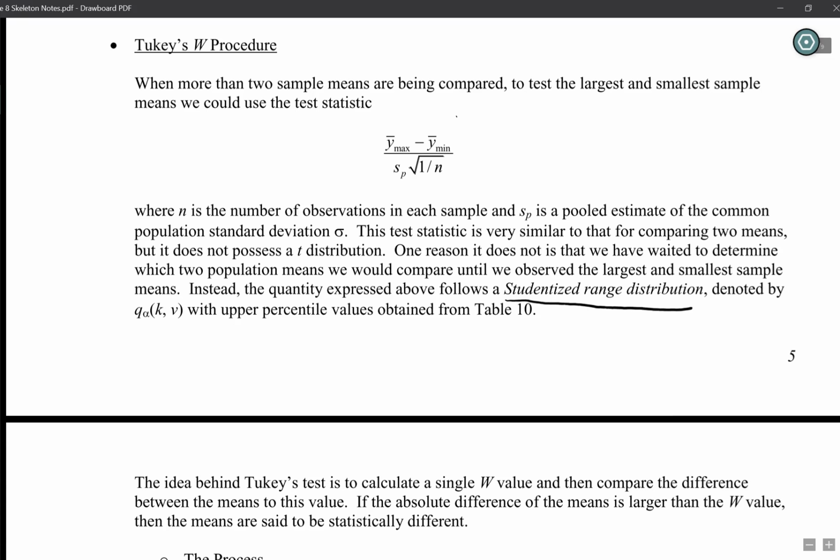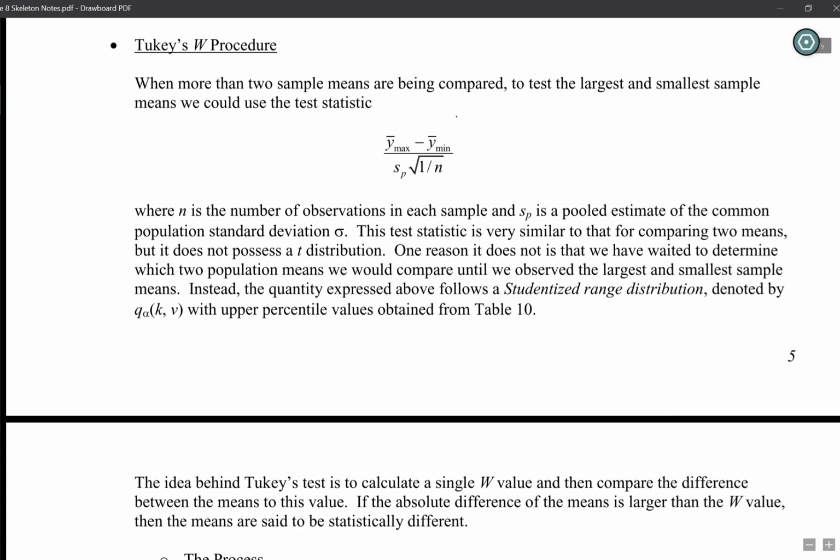And it follows a different distribution because the sample has been taken and, a posteriori, after the fact, we have looked at the ordering of the sample means and then compared the largest and the smallest, and because of that the t-distribution would not apply. We don't have the independence that we need for the t-distribution. But the studentized range distribution, which was developed here, we can use it because that's what this follows.